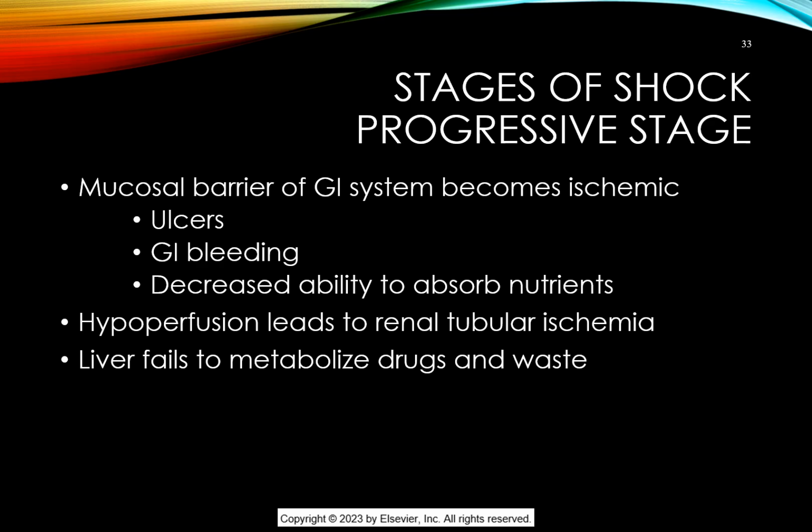So as the mucosal barrier of the GI system becomes ischemic, we're going to see the ulcers, GI bleeding, decreased ability to absorb our nutrients. Our hypoperfusion is going to lead to renal tubular ischemia, and then our liver is failing to metabolize the drugs and the waste. So that's why we see the buildup of the lactic acid. That's a big reason why we see the mental status changes, is because of the buildup of these waste products.